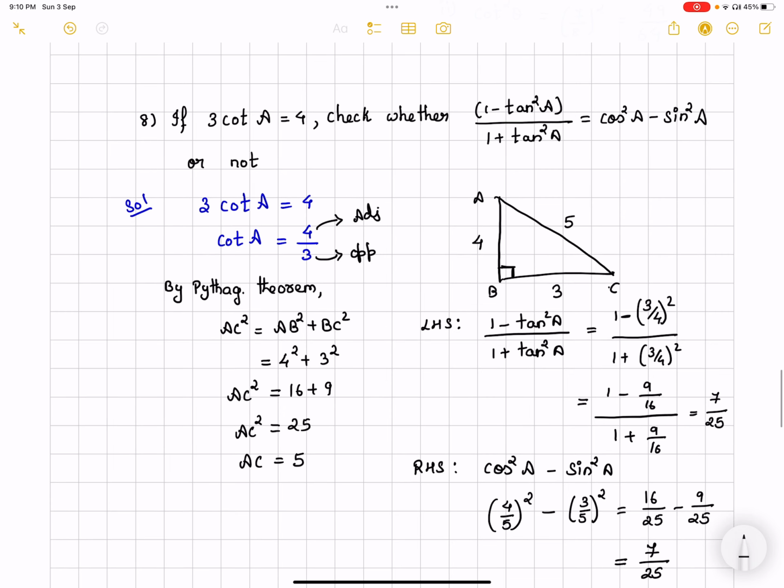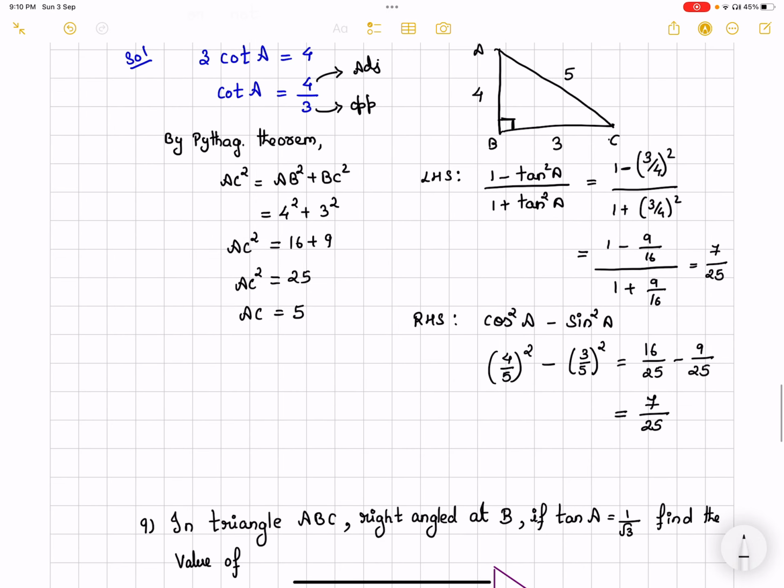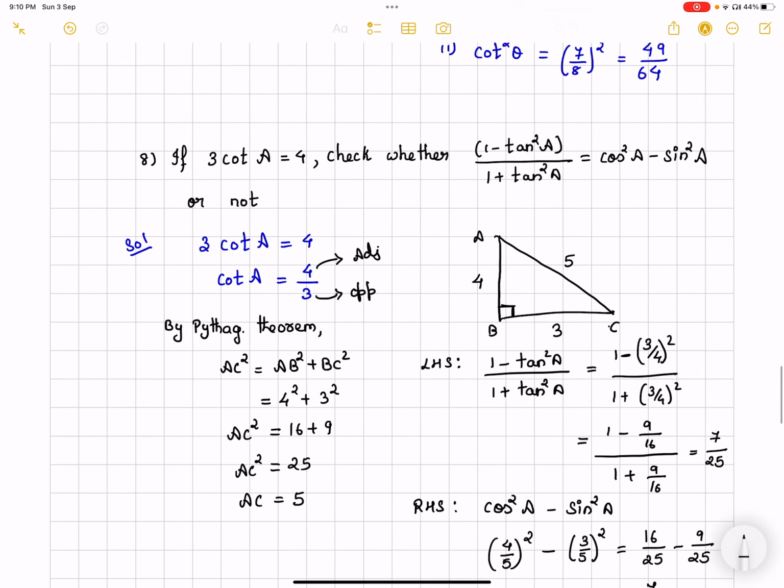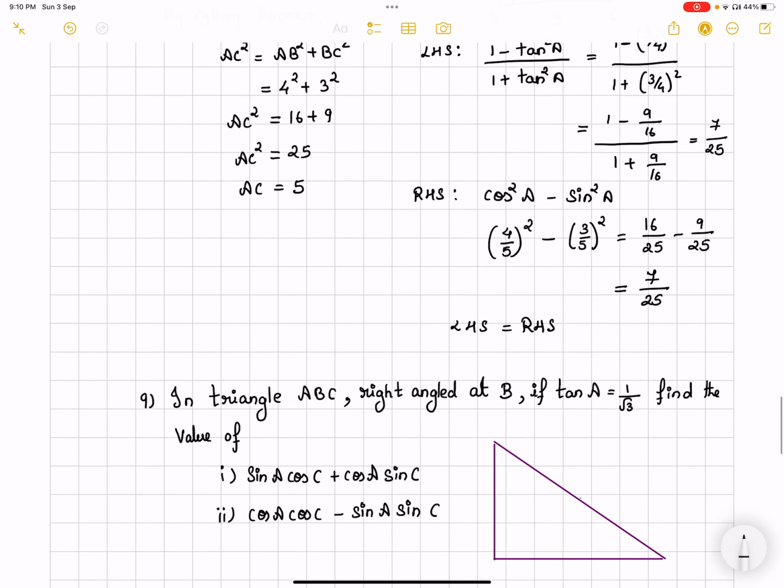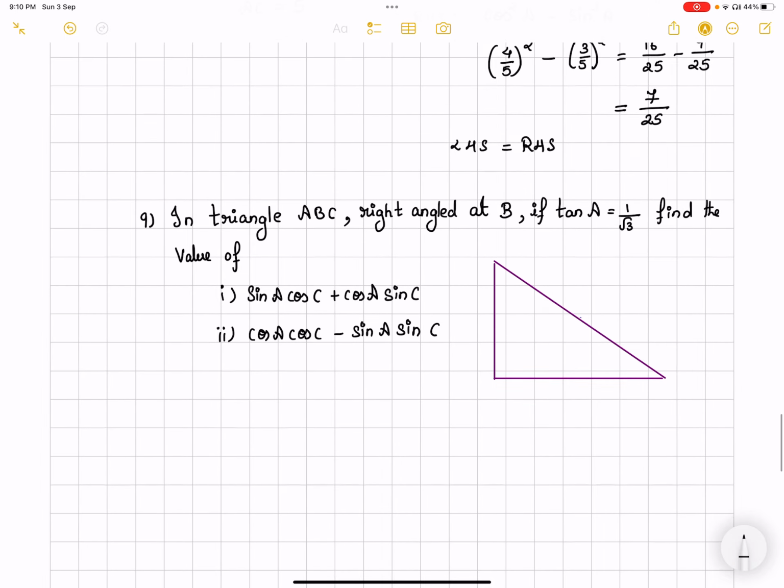Now they asked me to check whether they are equal, and I find that my LHS is equal to RHS, that is, left hand side is equal to right hand side. Therefore, they are equal. Hence the proof. That's it. So this is what they have asked me to show. Now let's move on with the next question.